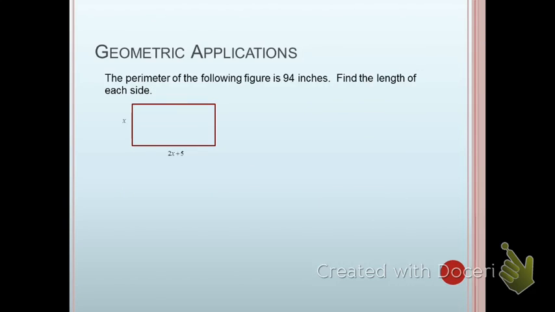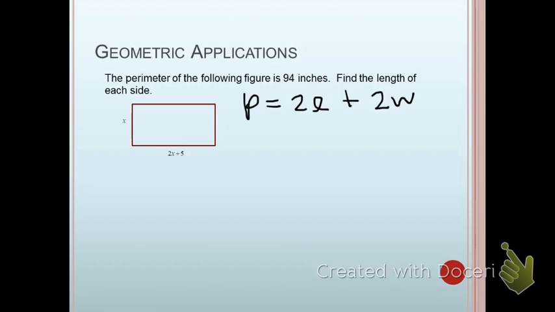All right, let's try these 3 problems on our own. We have a rectangle, and we know what the perimeter is. The perimeter is 94 inches long, and we want to find the length of each side. So I know that perimeter P is equal to 2 lengths plus 2 widths.